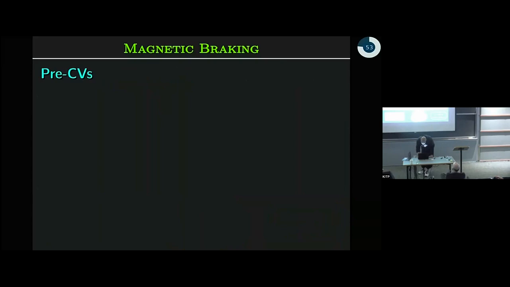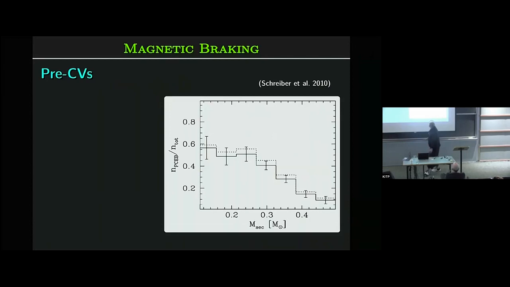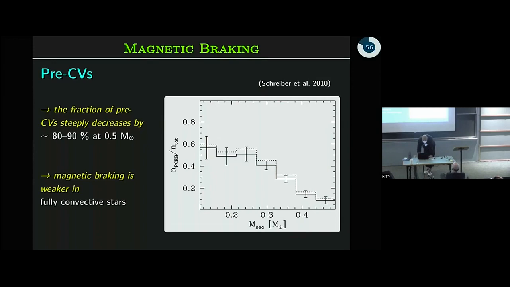So we can apply this sort of dependence to the pre-CVs. Using these results by Schreiber and collaborators 2010, in which they show that the fraction of pre-CVs with respect to all white dwarf main sequence binaries drops a lot if you consider, let's say, the mass of the main sequence from 0.2 up to 0.5. This drop corresponds to like 8 to 9%. So this reduction is suggesting that magnetic braking should indeed be disrupted for fully convective main sequence stars, which are this one here, below 0.3, 0.35.